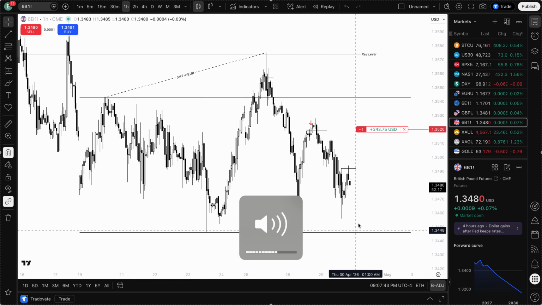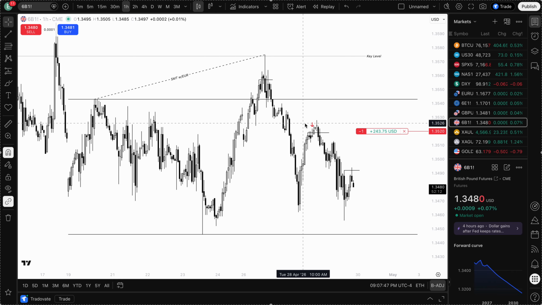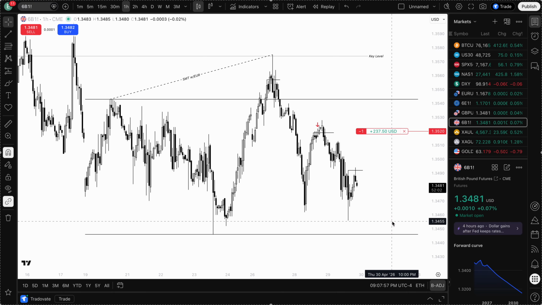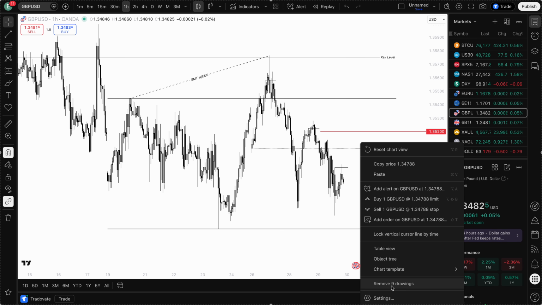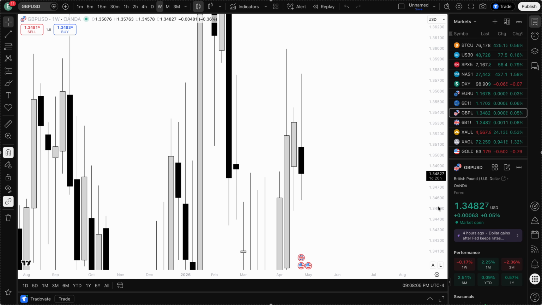Right, so let's explain why I took this trade. It was a short on pound dollar, targeting this low right here. So to begin with, let's go on the pound dollar. Let's remove everything and start from scratch.